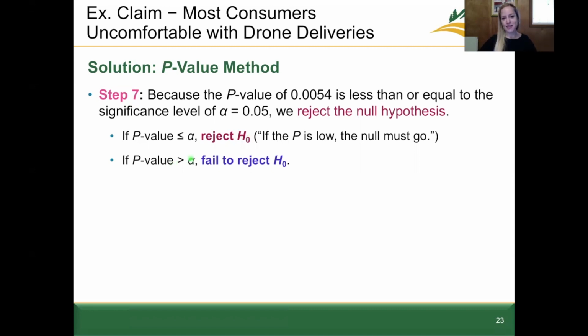Now for our example, we have a p-value of 0.0054. That's definitely less than or equal to our alpha value of 0.05. Putting that together, we would say that we can reject the null hypothesis. That's all we say from step 7. So we reject the null hypothesis. Now let's move on to step 8.